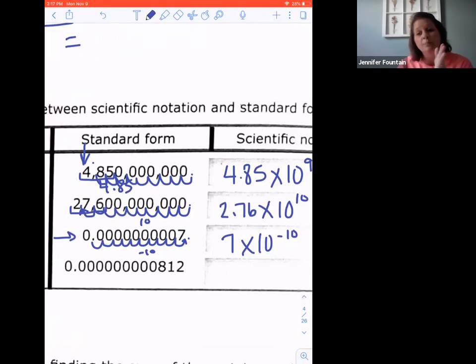So notice that one is a positive 10 because when it's in standard form, it's a large number. The one after that, that's 7 times 10 to the negative 10th, it's a negative 10 because we're representing a tiny number.